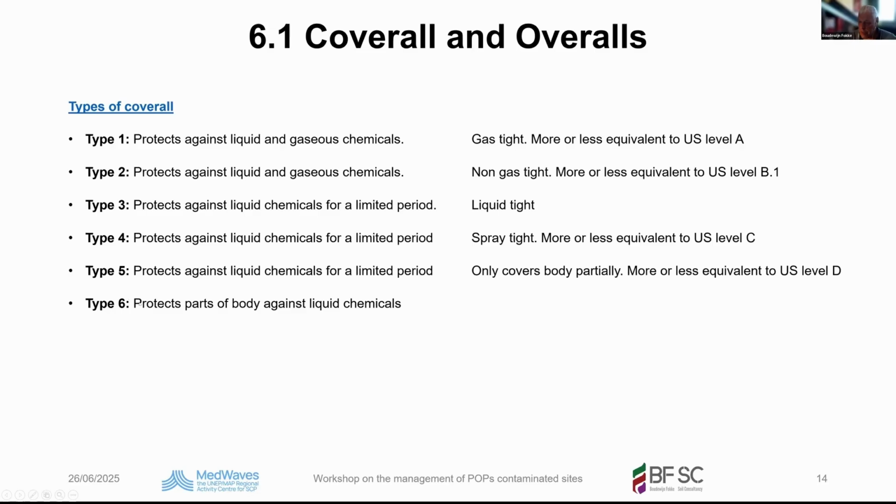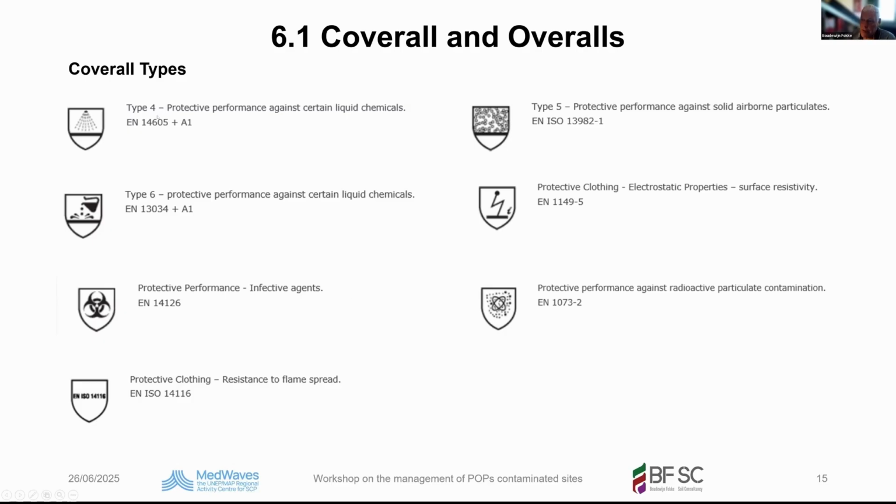And then you have type 6, which protects parts of the body against liquid chemicals. So these types are the coveralls, and on the packaging of these types you find labels to illustrate type 4, type 6, and other labels that are on the packaging. So if you buy and you want to check if you have the correct ones, look at the labels and at the pictograms, and you see what they are used for.